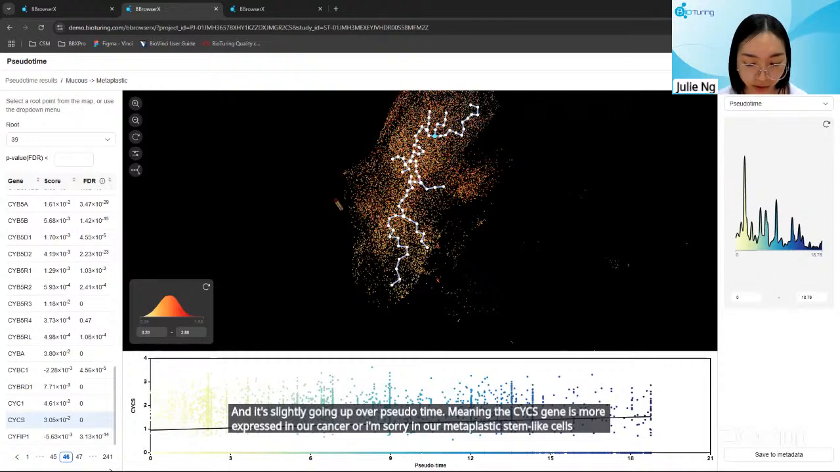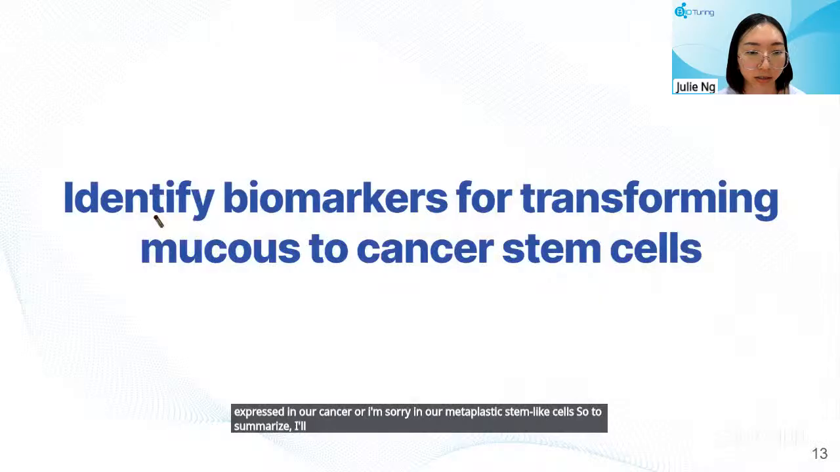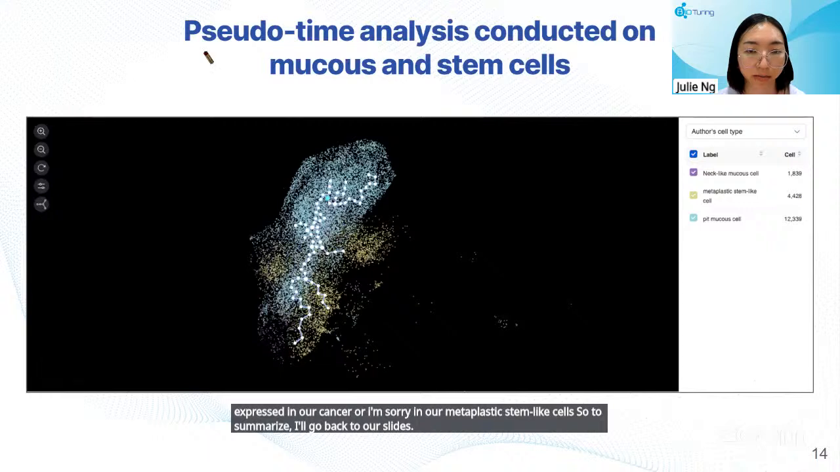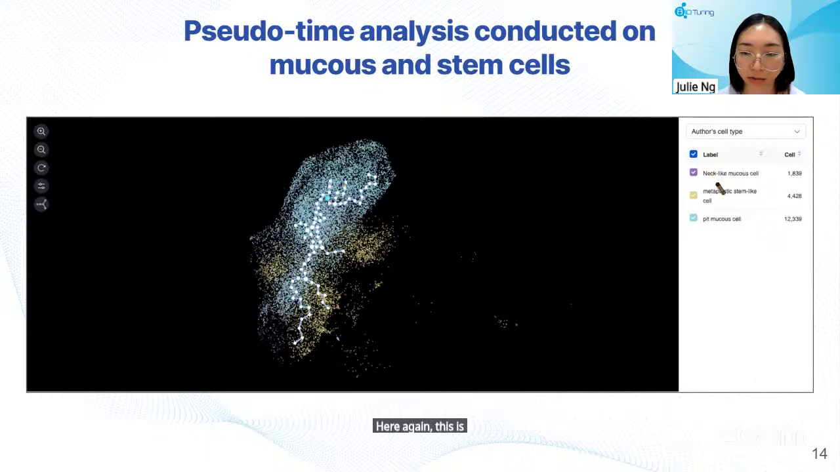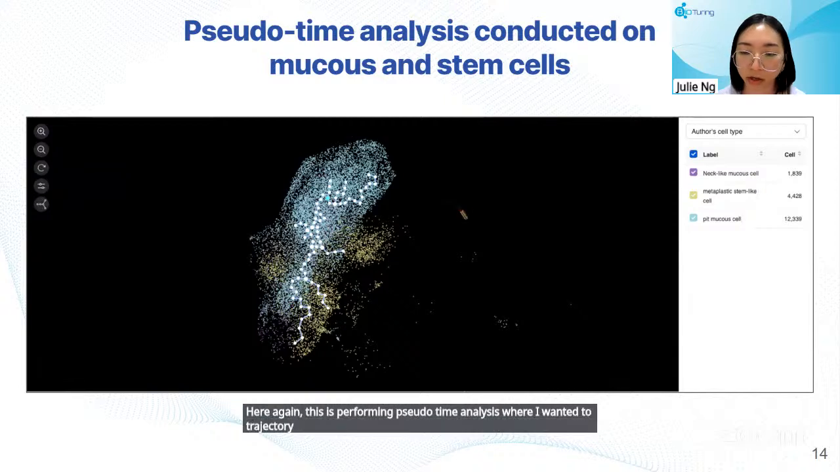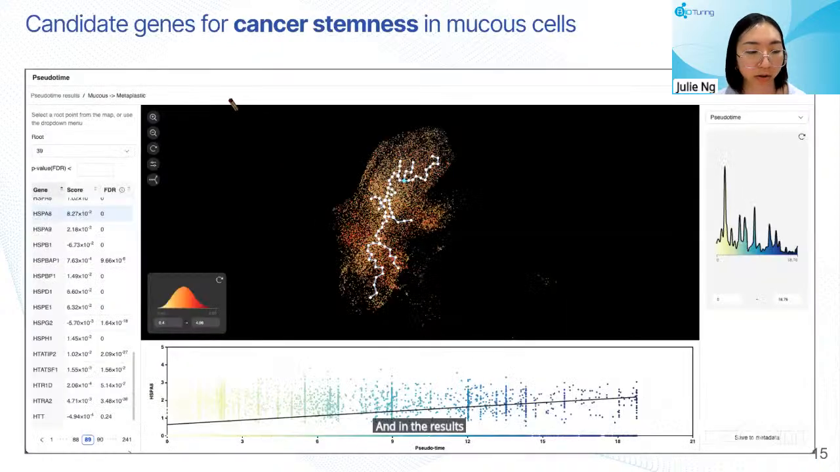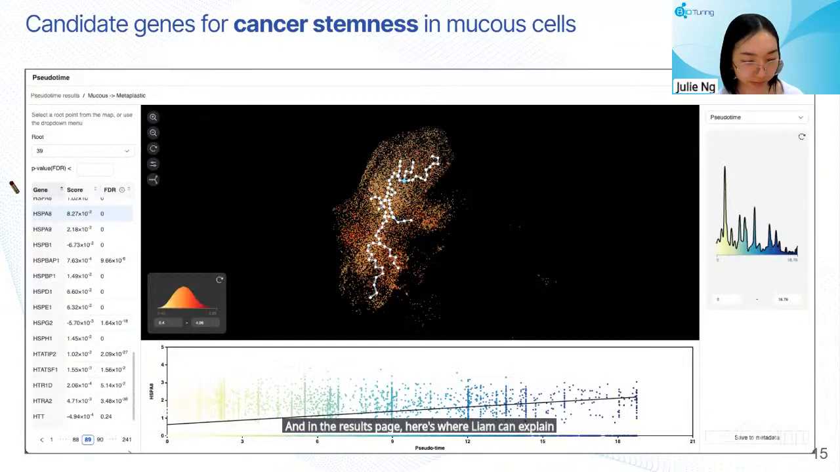So to summarize, I'll go back to our slides. Okay, here again, this is performing pseudotime analysis where I wanted to see the trajectory from our mucus cells to our metaplastic stem-like cells. And in the results page, here's where Liam can explain a little bit more.